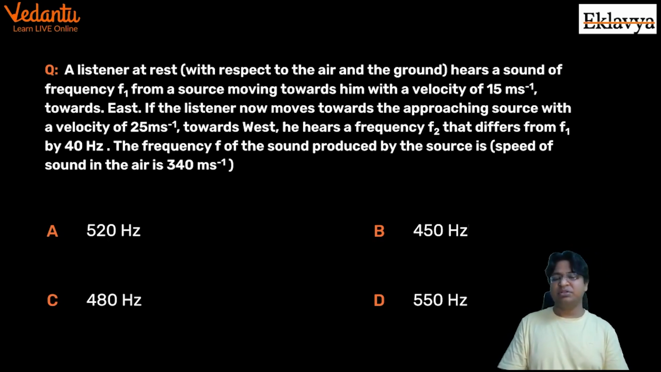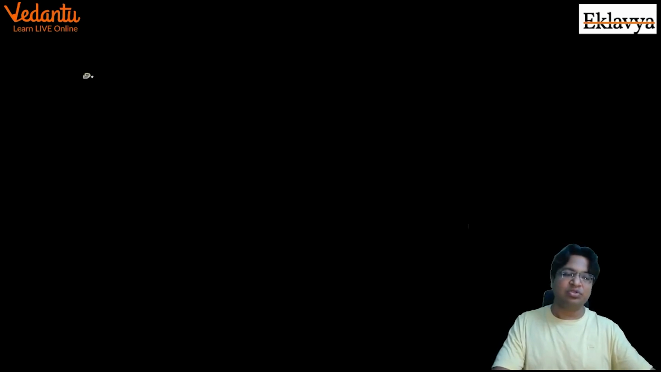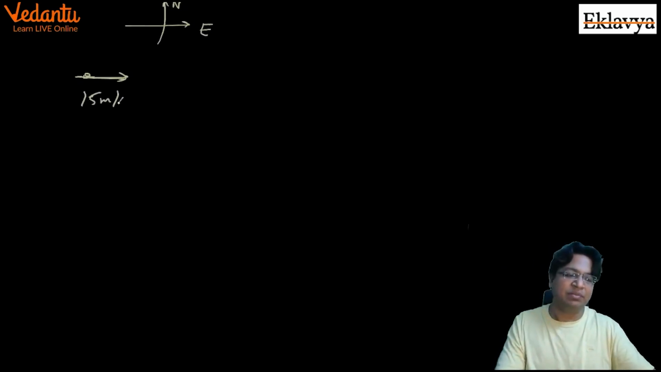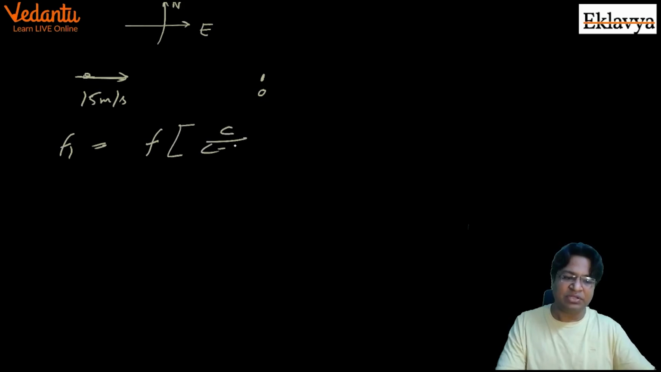Now this question is based on Doppler's effect. In this question there is a source which is traveling eastward. Let's select this as the east direction, this as the north direction. It is traveling with a speed of 15 meter per second, and here is a stationary observer. He hears the frequency f1. So f1 would be written as f into c upon c minus 15. So that is the first equation.